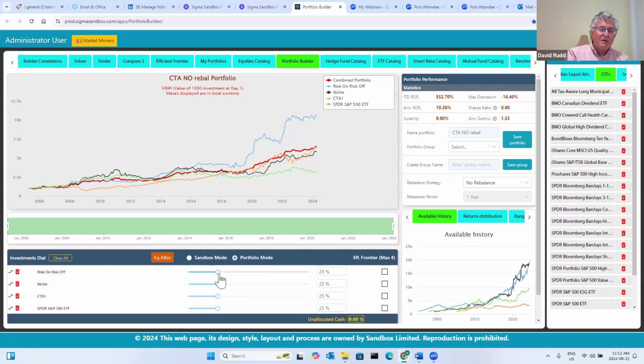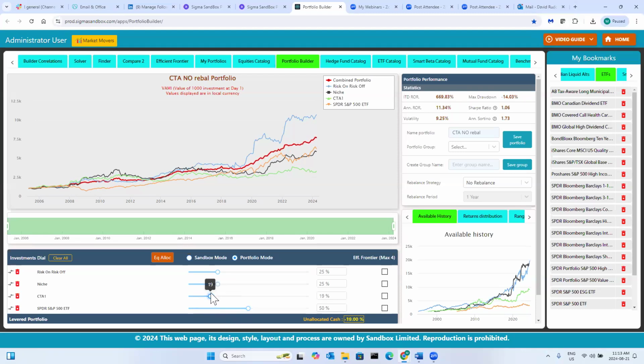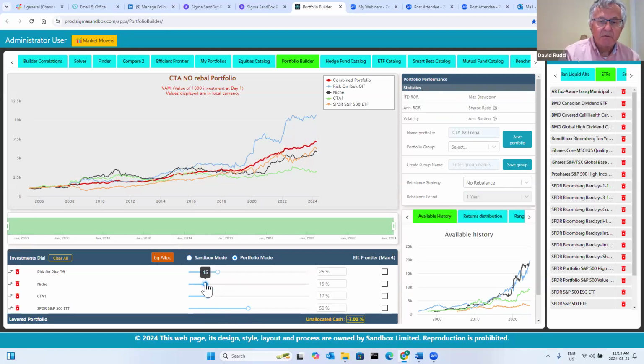Sure. So a simple one. You had used the idea of a 50% allocation to the S&P, and equal allocating to each of the CTAs, I think. Right, as close as we can get it. 17, 17, and 60. Right. Okay, great.